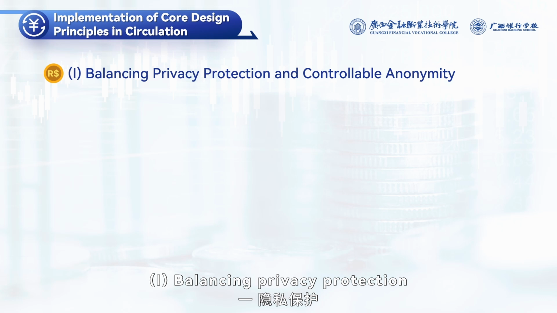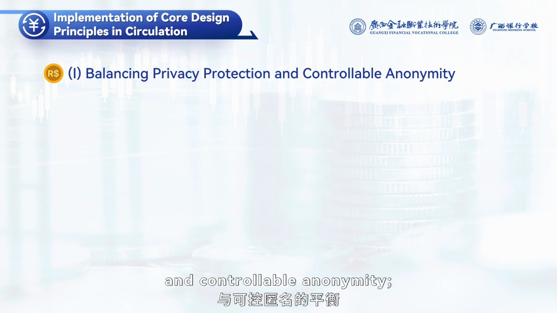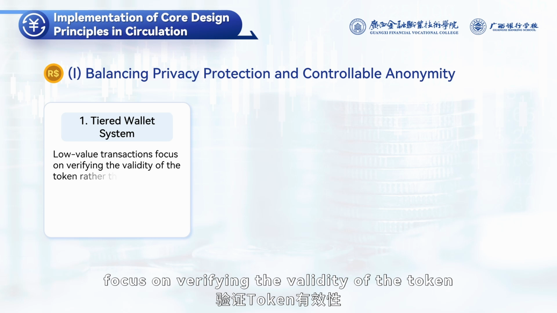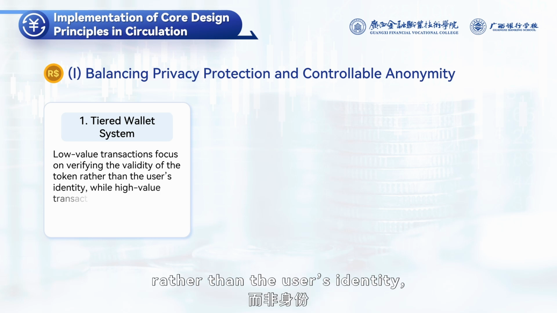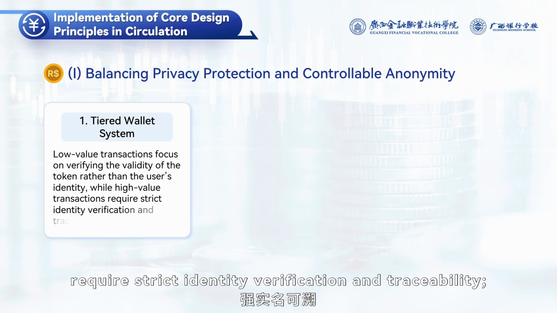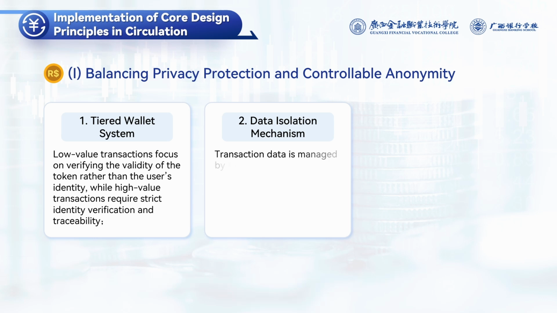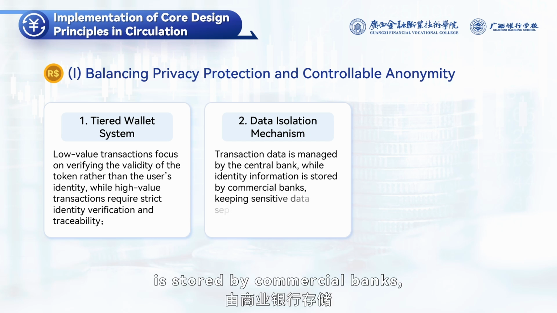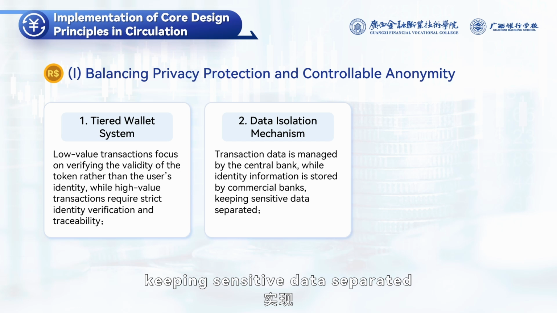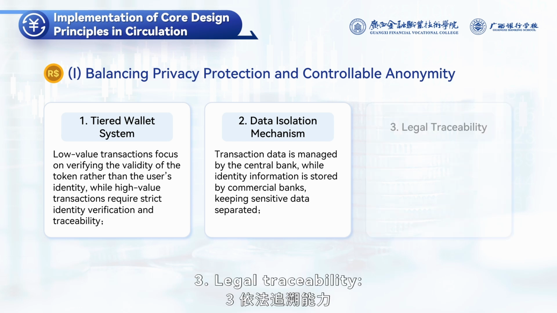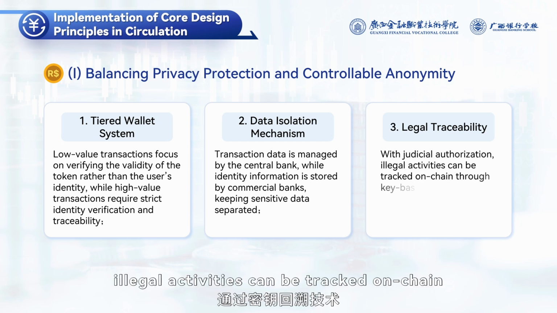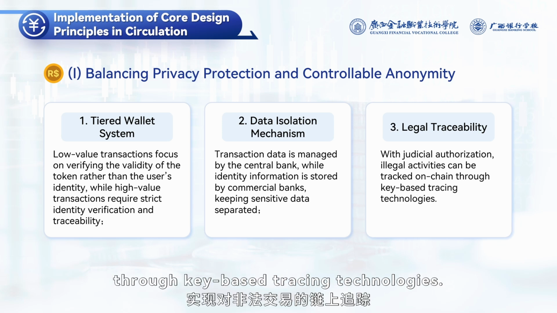1. Balancing privacy protection and controllable anonymity. 1. Tiered wallet system. Small value transactions focus on verifying the validity of the token rather than the user's identity, while high-value transactions require strict identity verification and traceability. 2. Data segregation mechanism. Transaction data is managed by the central bank, while identity information is stored by commercial banks, keeping sensitive data separated to reduce concentration risks. 3. Legal traceability. With proper judicial authorization, illegal activities can be tracked on-chain through key-based tracing technologies.